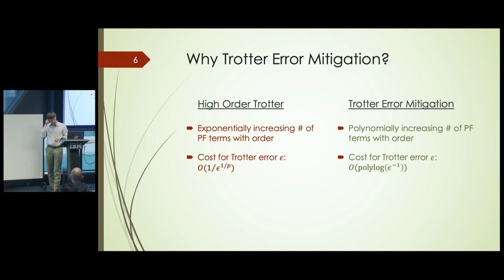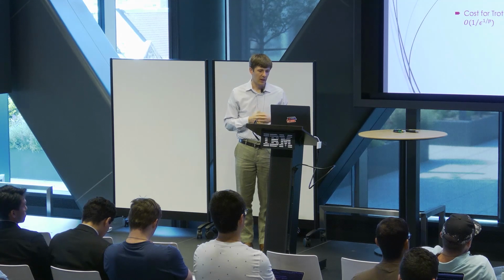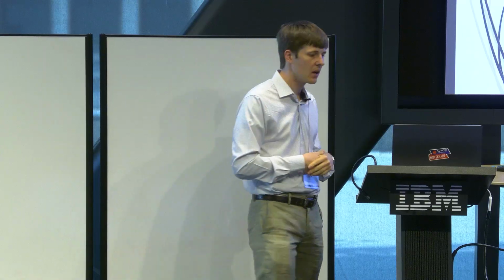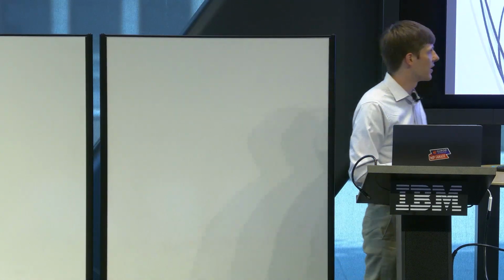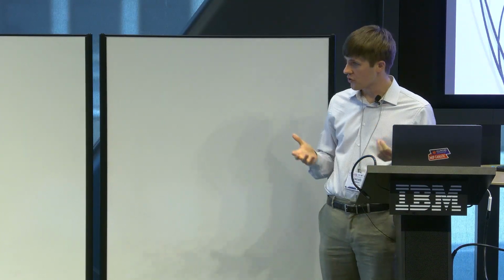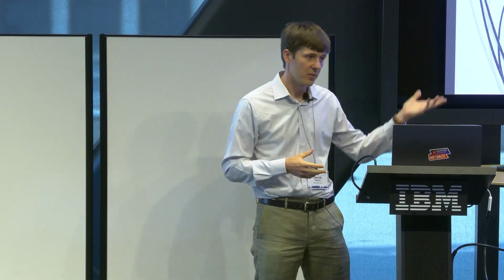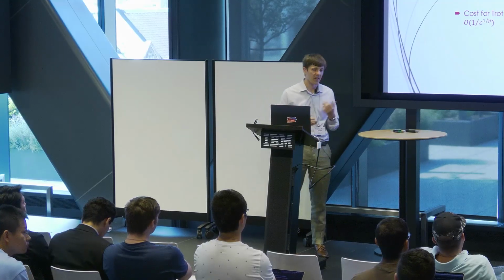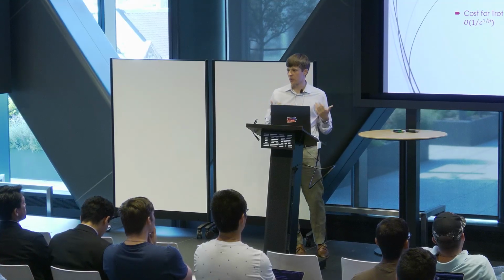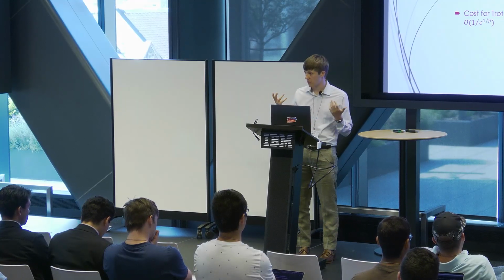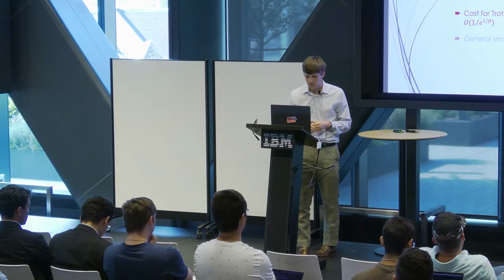Even so, even if we do a high order formula, we still get something like inverse precision to the 1 over p for some fixed p. Whereas for a fixed product formula, we can get polylogarithmic scaling using these extrapolation procedures. The degree of this polylog is not so severe. Depending on the method you use, it could be 2 or 3. This may even be reduced in practice or theoretically.